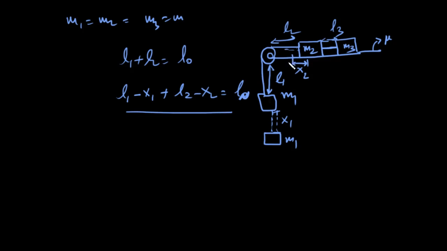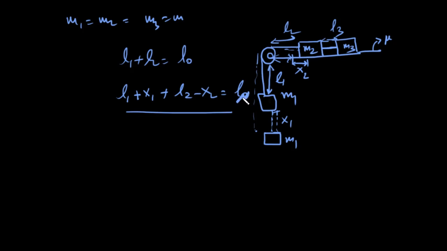Since this has moved forward, this distance would now be L2 minus x2, and this has moved down, so this would be L1 plus x1 actually. Since the string will now run from the pulley to this mass, the new length is L1 plus x1 plus L2 minus x2.